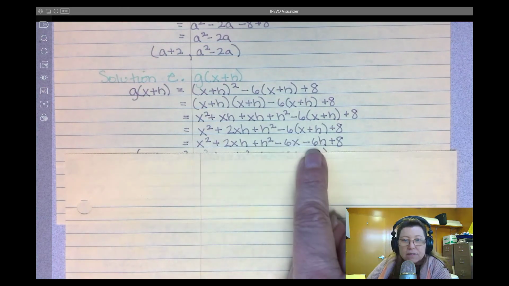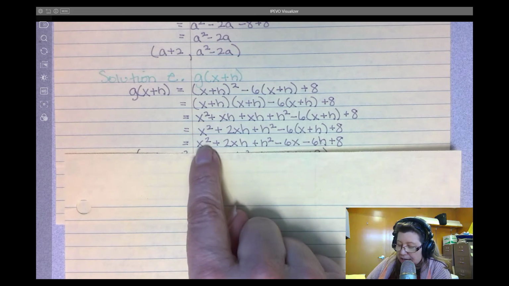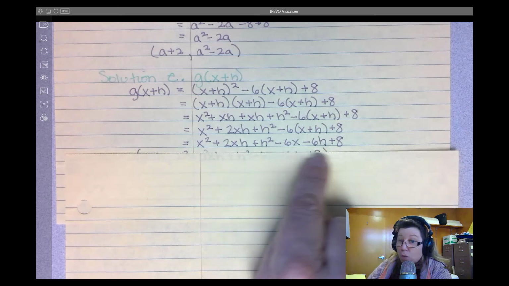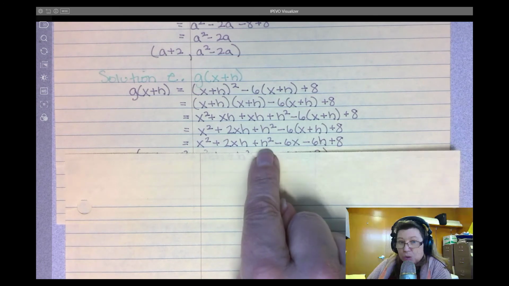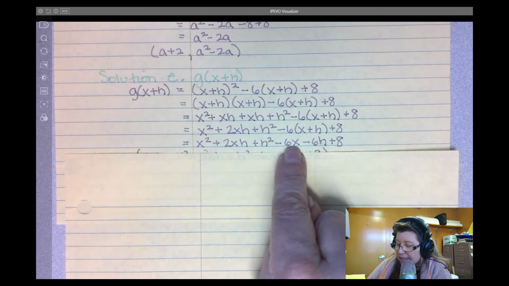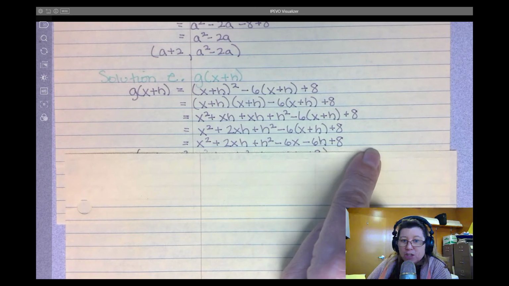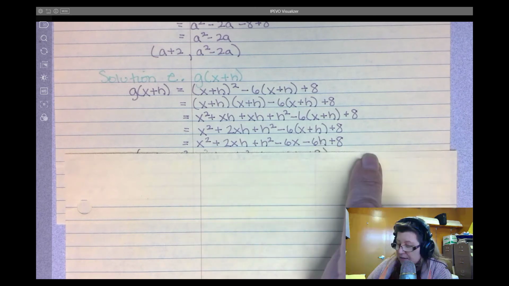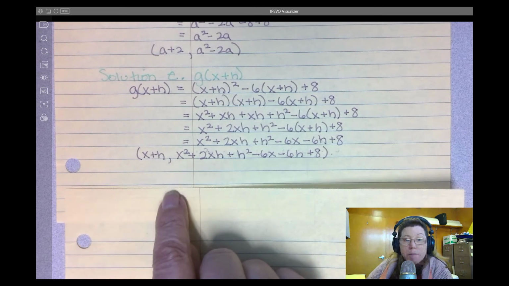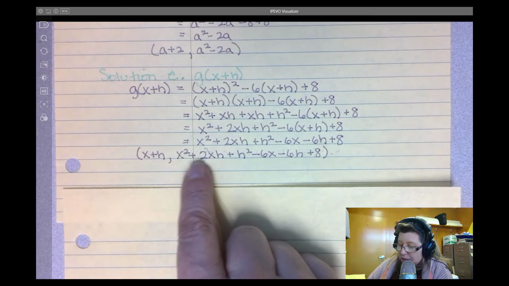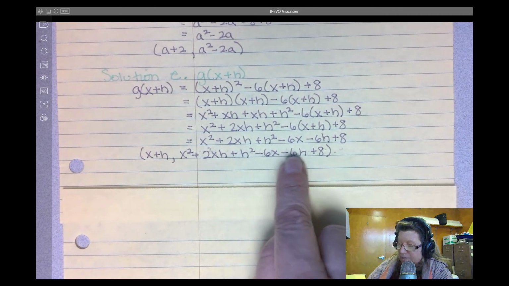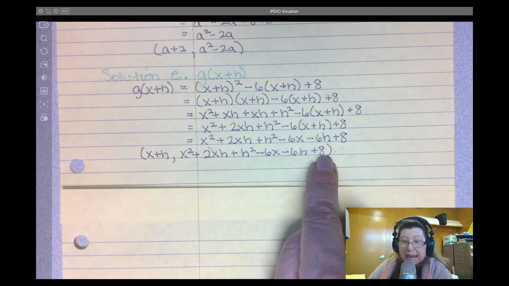Now I'm looking to see if I can combine anything. This is x squared. There are no more x squareds. This is xh. There are no more xh's. This is h squared, no more h squareds. This is just an x, no more x's. H, no more h's. So because of that, if you pop in an x plus h, it will pop out as x squared plus 2xh plus h squared minus 6x minus 6h plus 8.